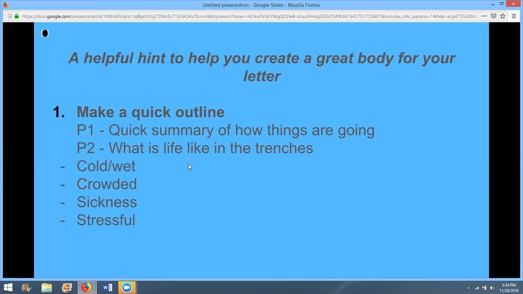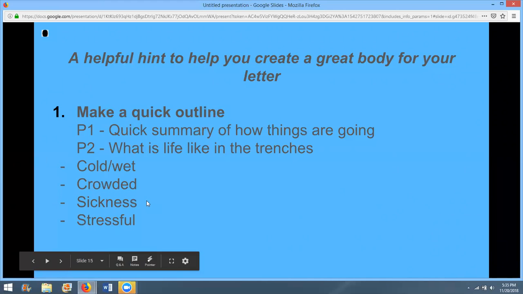So here I have the beginning of 4 sentences in my paragraph. I know I can write a sentence on how cold and wet it is and give details. I know I can write a sentence about how crowded the trench is, with details. And I know I can make something from the sickness. I can make a whole sentence, even a whole paragraph from that. And then stressful, you can write a whole sentence about how stressful this is. So there you go. You have your 4 sentences, you have your paragraph. And just do that 3 times.